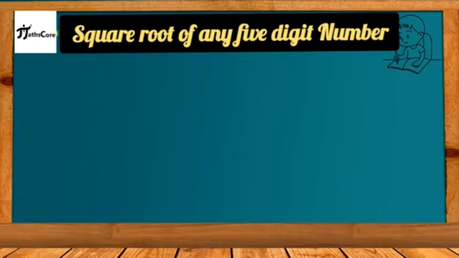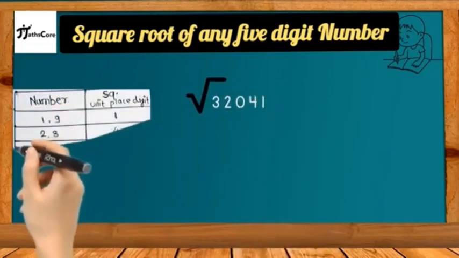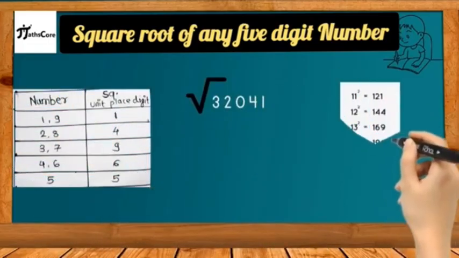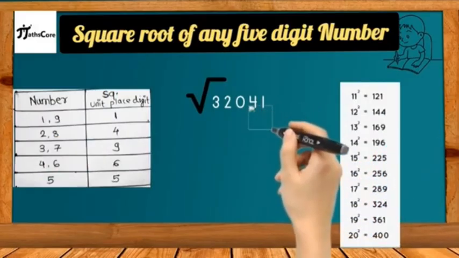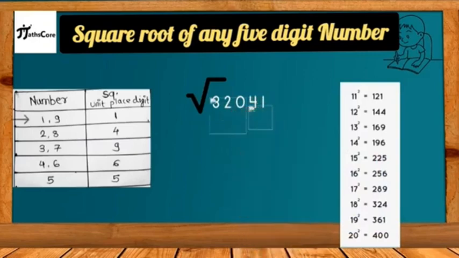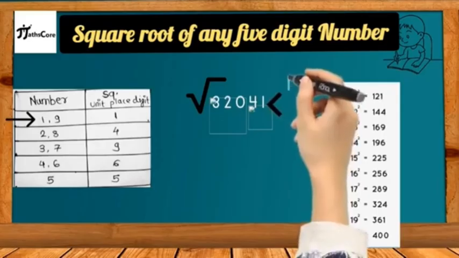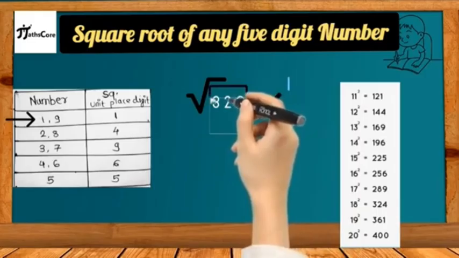Let's solve one more example on it. Square root of 32,041, which is a 5-digit number. To solve this example, we need to use the table and squares of 10 to 19 numbers. Now, make pairs of digits from right to left. First pair is 41 and the next 3 remaining digits we need to take together. Now focus on unit place digit 1. So after making the square of 1 and 9, we will get 1 at their unit place. You can see in the table. So there are two possibilities: 1 and 9. Either we will get 1 or 9 at the unit place of the square root.